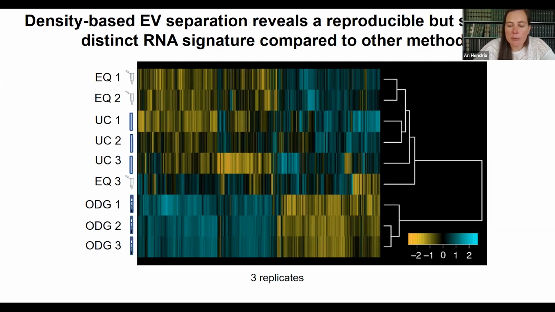So then, of course, the question is, how is it possible? And of course, it's very likely that each of those methods separates extracellular vesicles with different efficiency and different specificity.